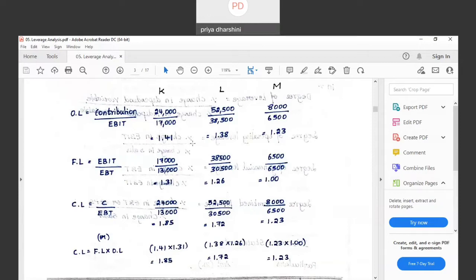Comparing the leverages. High leverage is an indication of high risk. So here the leverage is maximum for K. Here again leverage maximum for K. So combined leverage is maximum for K. The leverage is least for M, be it operating leverage, financial leverage or the combined leverage. So least risk is M, high risk is K, moderate risk is L. Is it understood?